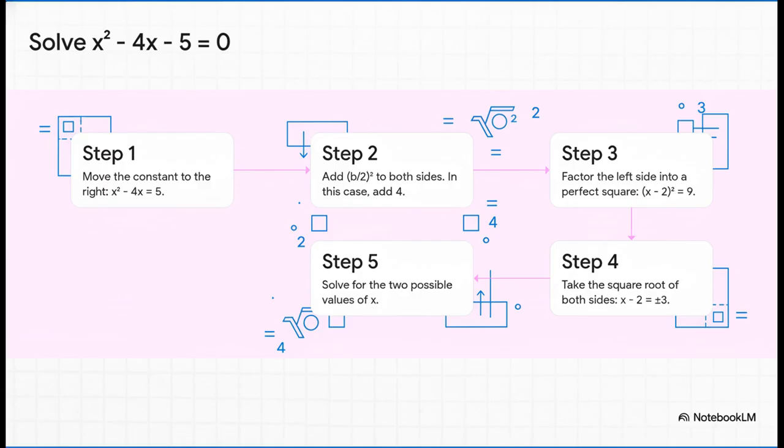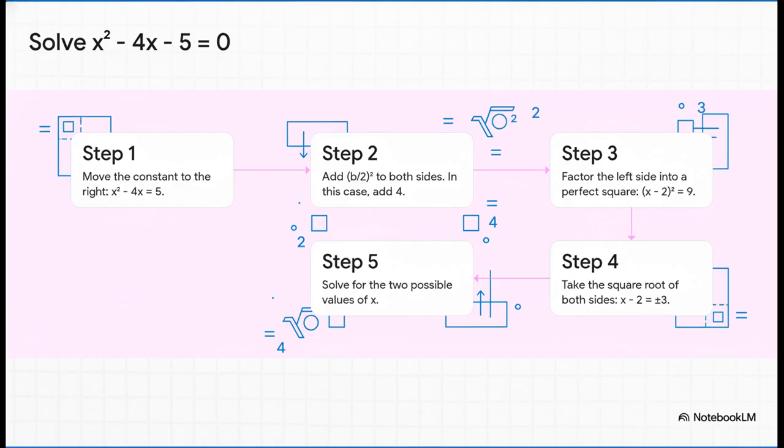First step, we just move that constant, the minus 5, over to the other side of the equation. Now here comes the magic trick, right here in step 2. You take the middle coefficient, -4, cut it in half to get -2, and then you square that, which gives you 4. Then you add that 4 to both sides.